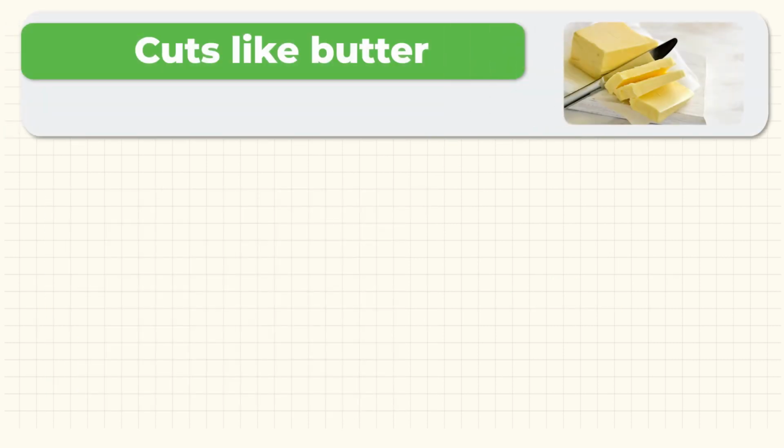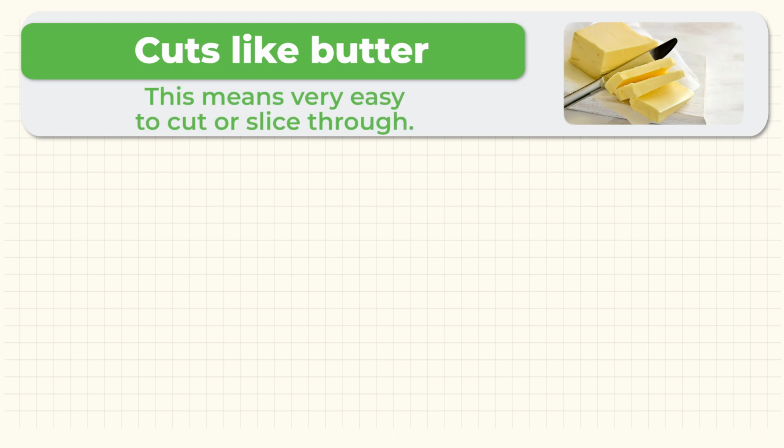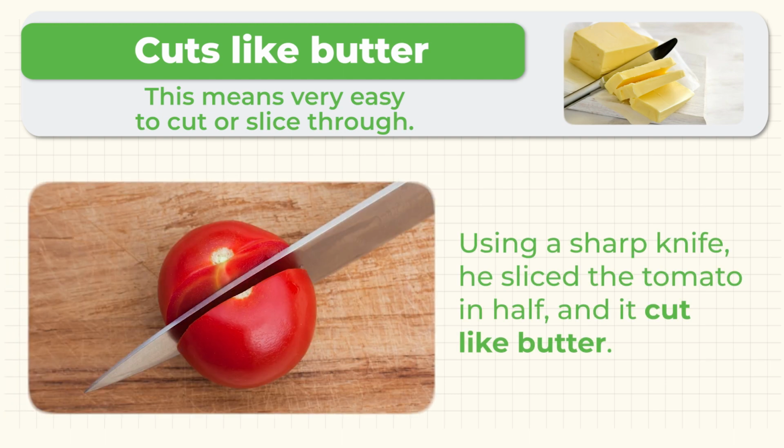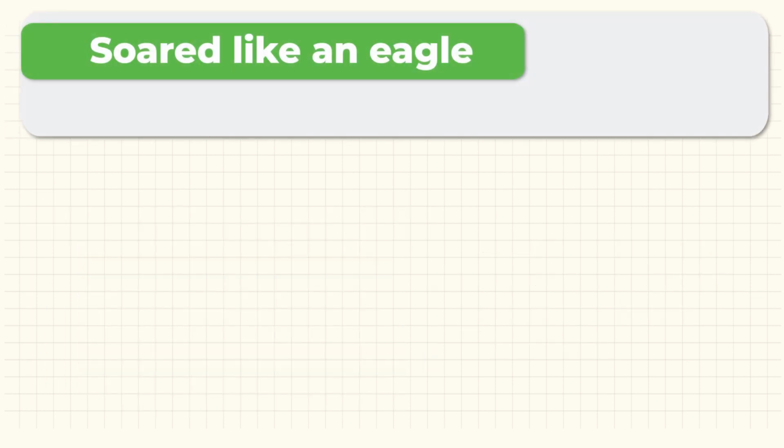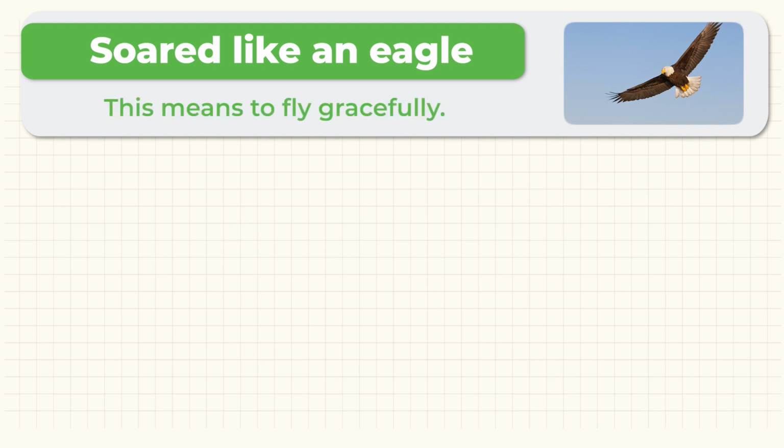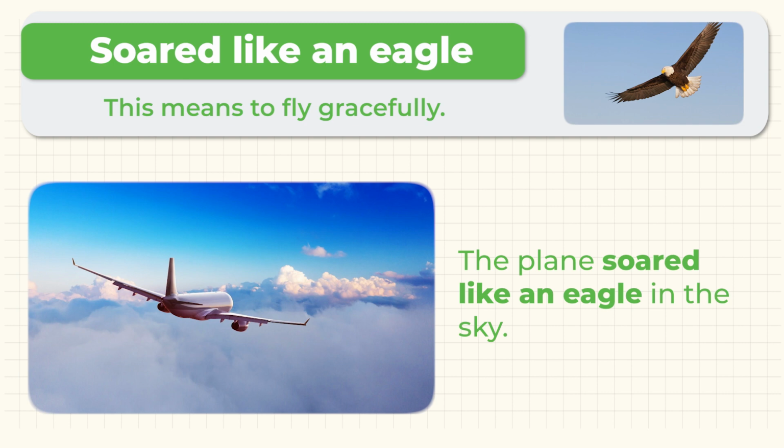Cuts like butter. This means very easy to cut or slice through. Using a sharp knife, he sliced the tomato in half, and it cut like butter. Soared like an eagle. This means to fly gracefully. The plane soared like an eagle in the sky.